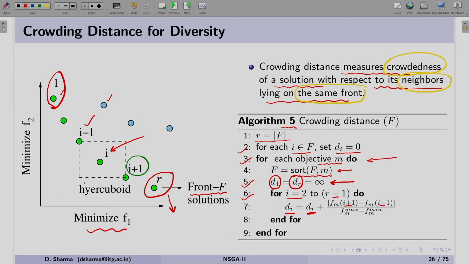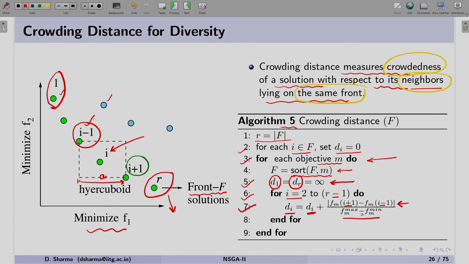Now, here, when we are finding the distance, we are finding the difference between the objective function value of i plus 1 and i minus 1. So, basically we are measuring this distance along F1. Suppose this distance is called A. Now, in step number 7, we are dividing this by F max minus F min of the same objective.